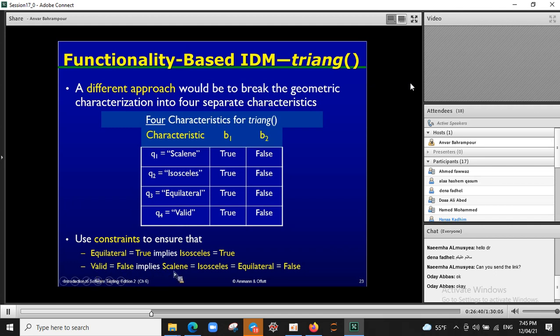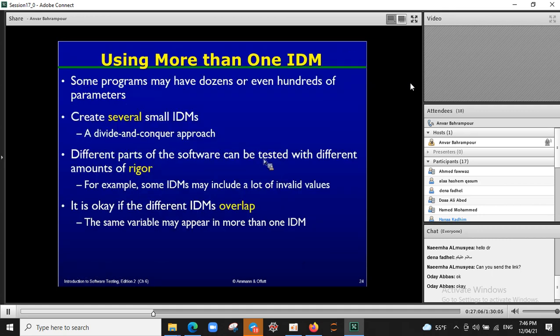As another example, an invalid triangle implies that the characteristics of scalene, isosceles, and equilateral be false. So when we test an invalid triangle, we also test a non-equilateral triangle, a non-isosceles triangle, and a non-scalene triangle. Okay.